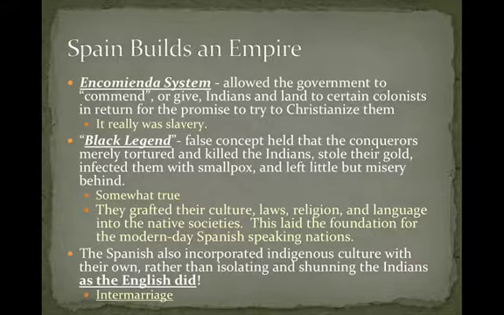The Spanish also incorporated indigenous culture with their own, rather than isolating and shunning the Indians as the English did. We're going to see this later in some of the subsequent chapters to come. In other words, the Spanish, unlike the English, intermarried with the Native American peoples. And again, that's an important concept and takeaway that you're going to need to know and remember over the course of the year.